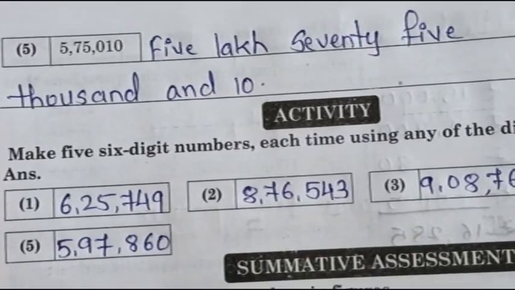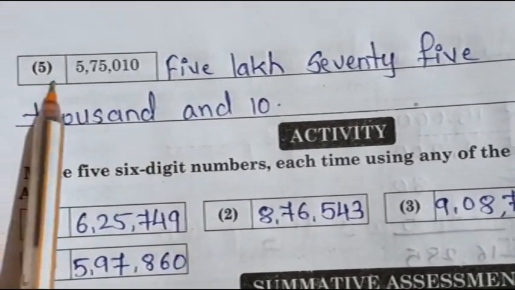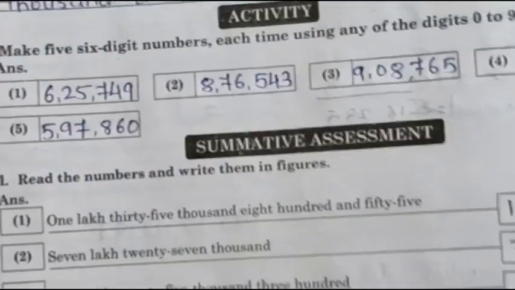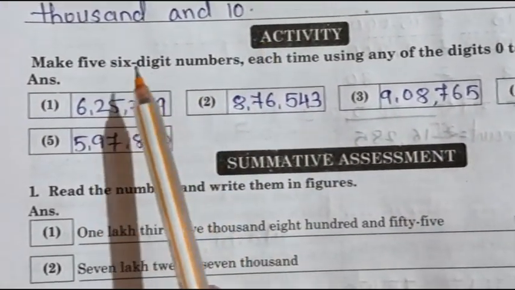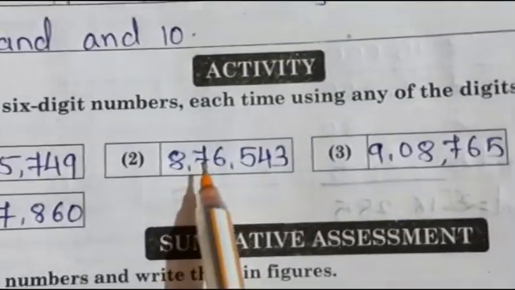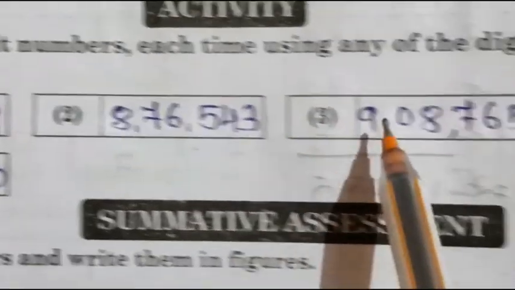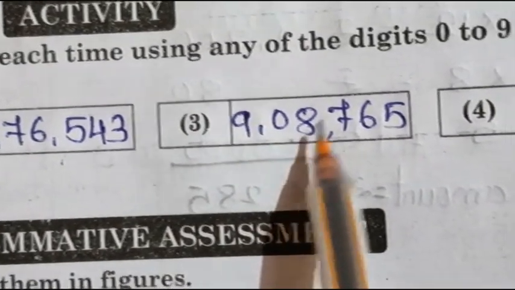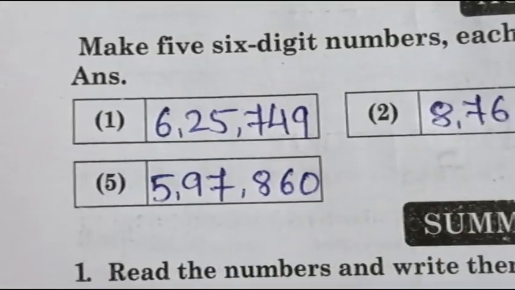Now students, on page number 56, there is a fifth one that you will copy down. Then there is an activity. Okay, in that activity you have to write the 5 6-digit numbers. So I have written the numbers: first, second, third, fourth, and this is fifth.